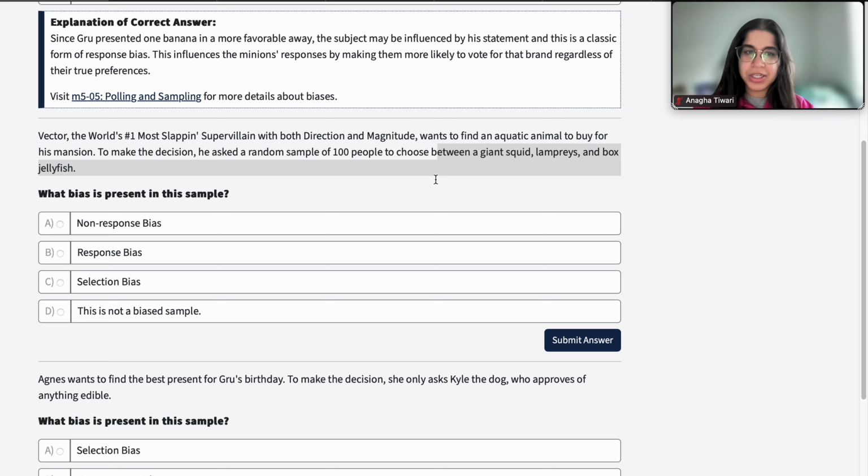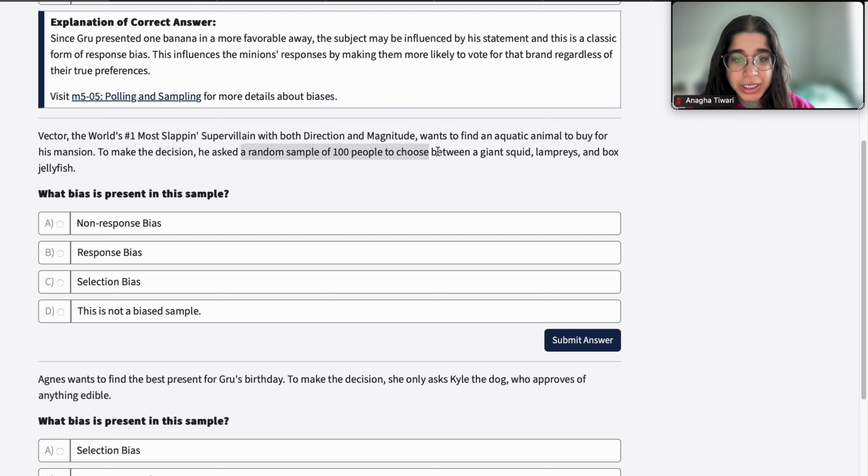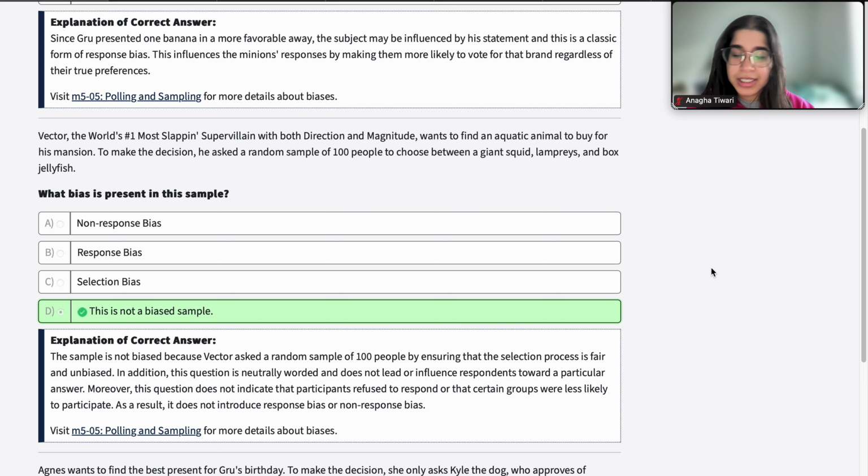So I think this is a pretty good situation, right? Because one, there is random sampling involved, right? And we're just having the people selected choose between these options. So I would honestly say that this is not a biased sample, because you're choosing a random sample of 100 people, right?